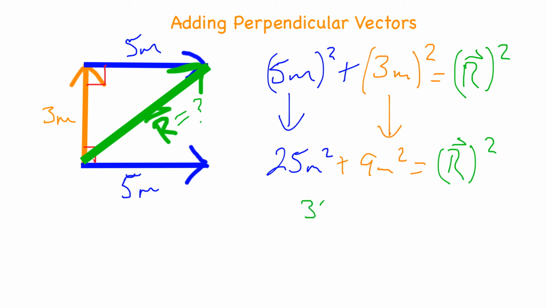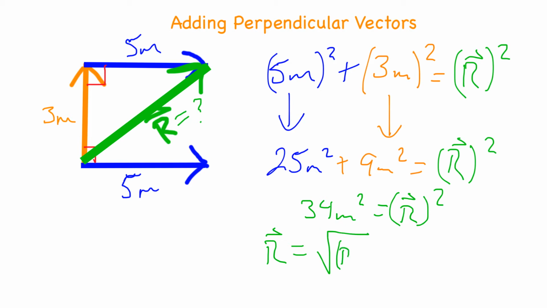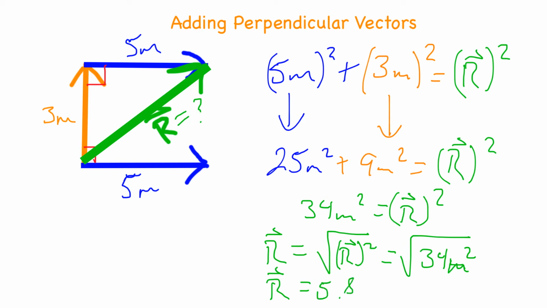So we get 34 meters squared equals the resultant vector squared, and we don't want the resultant vector squared, so we can say the resultant vector is equal to the square root of the resultant vector squared, which is equal to the square root of 34 meters squared. Alright, so that means that the resultant vector is equal to 5.83 so on and so forth meters.